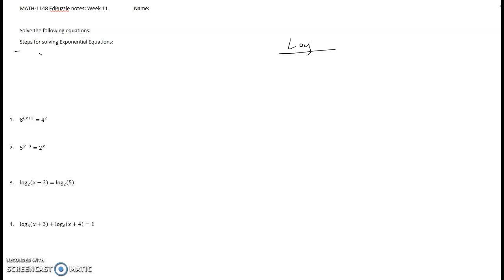When we're solving logarithmic or exponential equations, we're going to first start with exponential equations and some steps. The first step you're going to want to see is if you can get both sides written with the same base. So our first step here is to write both sides with the same base. And that's only if possible.